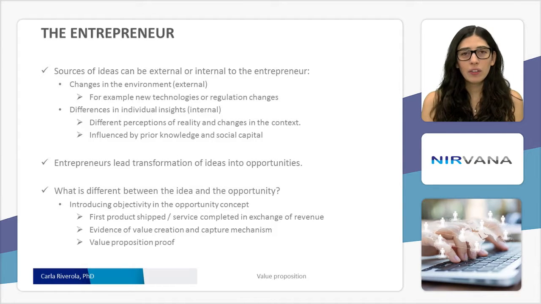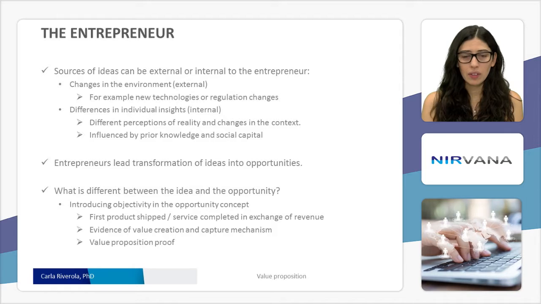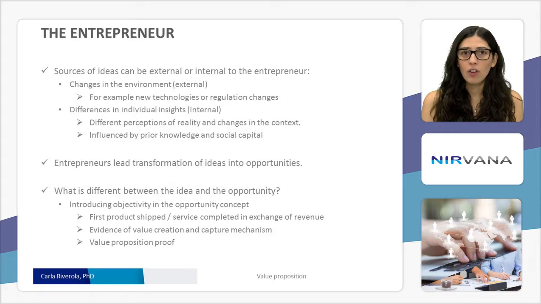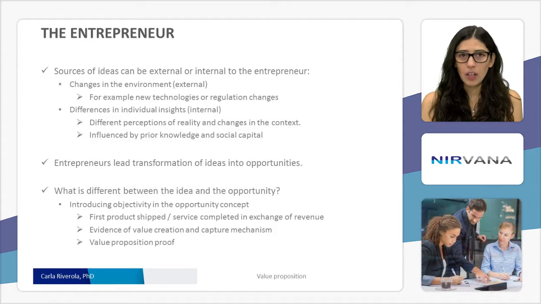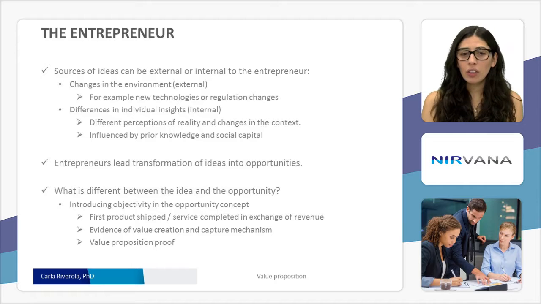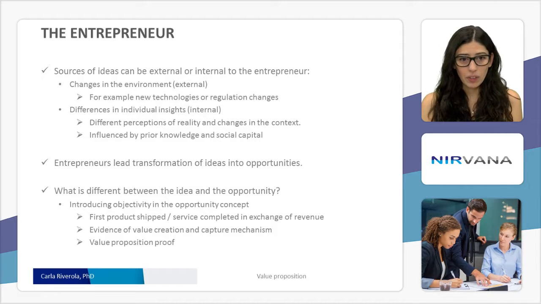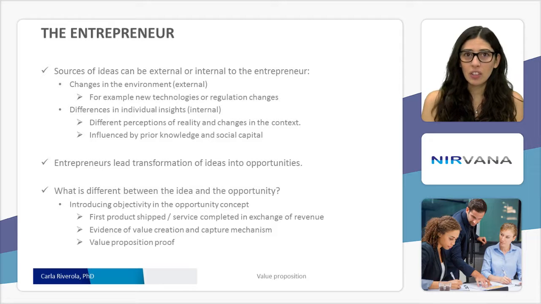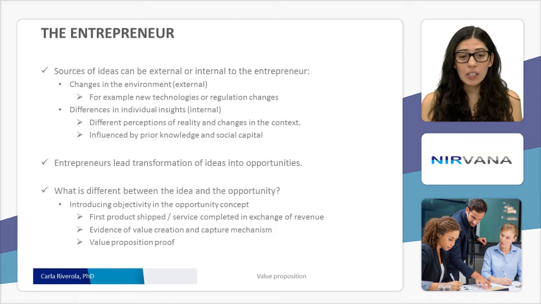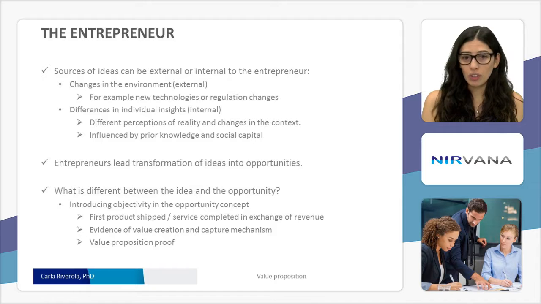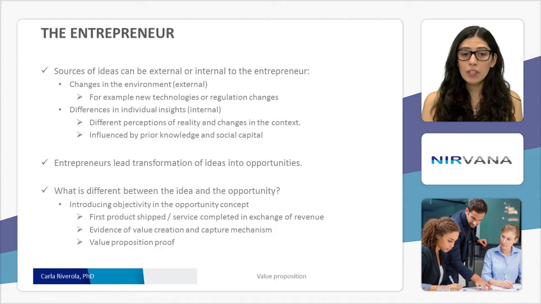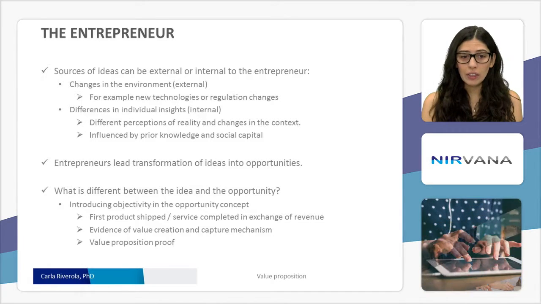First of all, we need to discuss what is the entrepreneur. The entrepreneur is the individual, usually, that leads a transformation from ideas to opportunities. These ideas can be external or internal to the entrepreneur. This means that they can be changes in the environment, which is the external type of ideas, for example, new technologies or regulation changes, or differences in the individual insights, different perceptions of reality or changes in the context, or also influenced by prior knowledge or social capital of the individual.